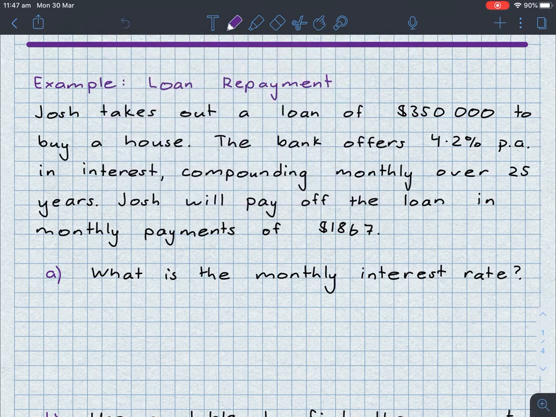Now we've done this stuff before, so this will just be a revision. If the interest rate is 4.2% per year, then that means per month we need to divide by 12. And what we end up with when we do 4.2 divided by 12 is 0.35% per month. Or, as a decimal, 0.0035. So we're going to use that for the next part of our question.